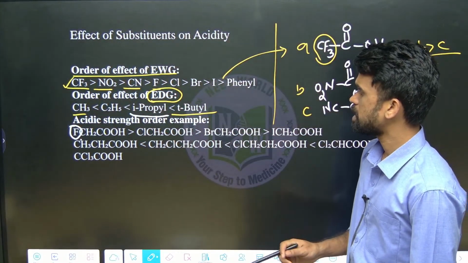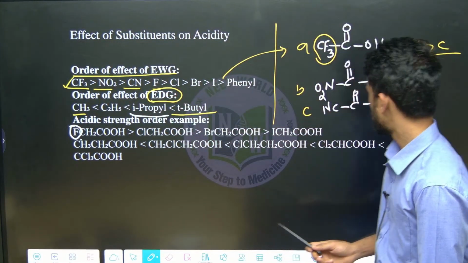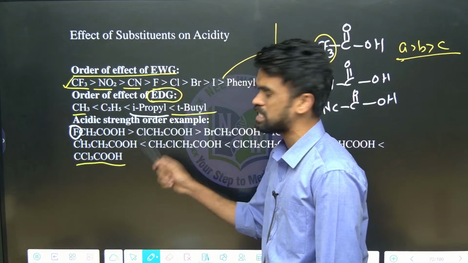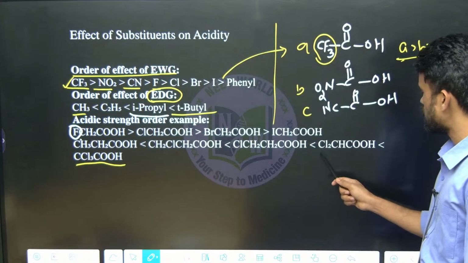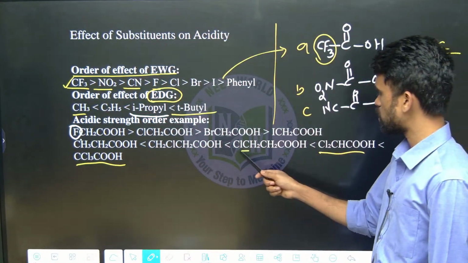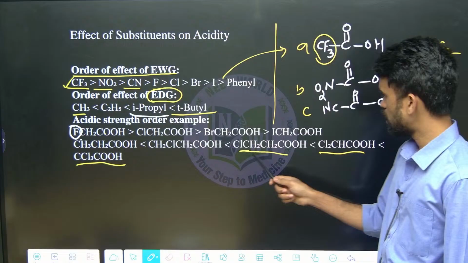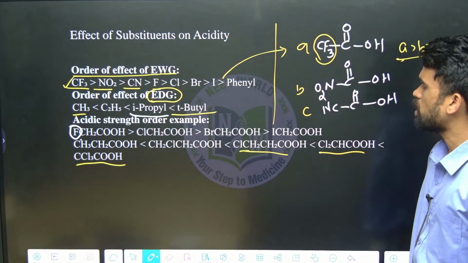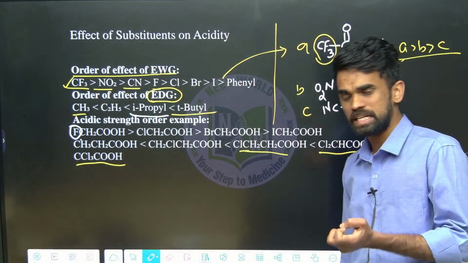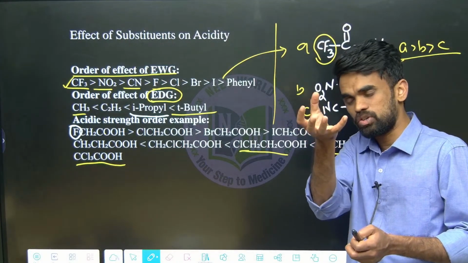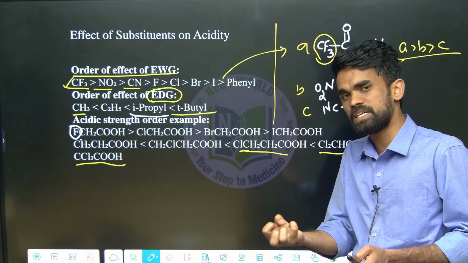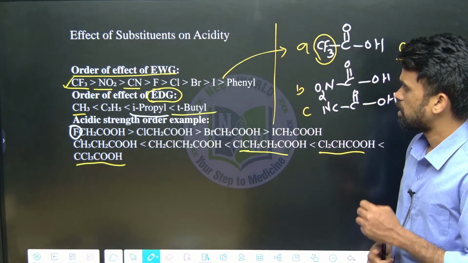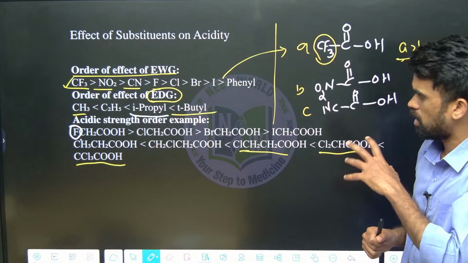Right. And in the next example, you can see this compound contains 3 chlorines, like CCl3COOH, and here it contains 2 chlorines, and here it is 1, and here it is 1, and here also we have 1. So now what you can understand is, as the number of chlorines decreases, as the electronegative or electron withdrawing groups decrease, the acidic nature also decreases.